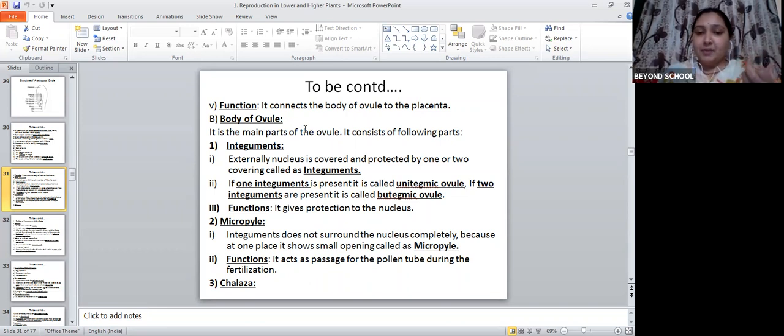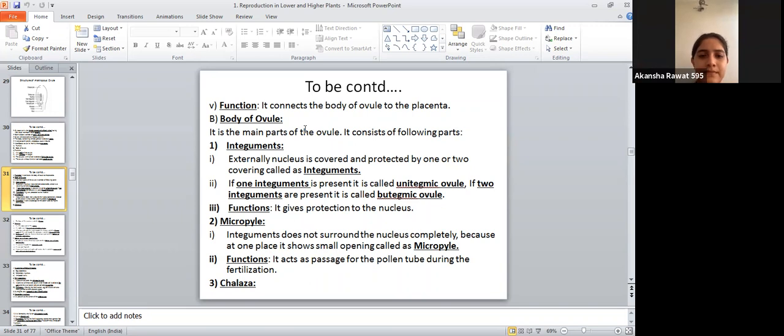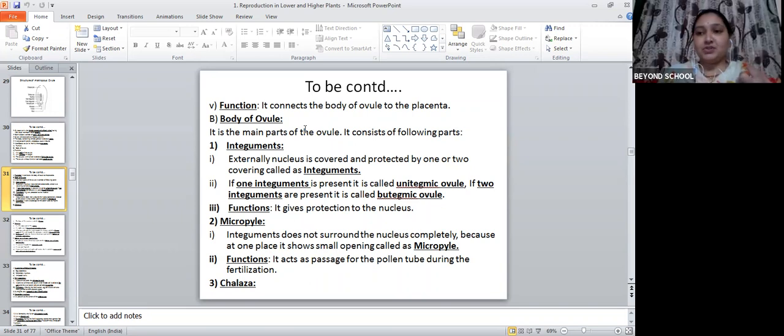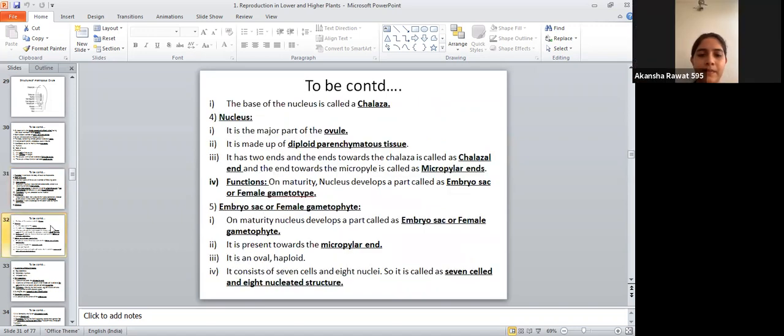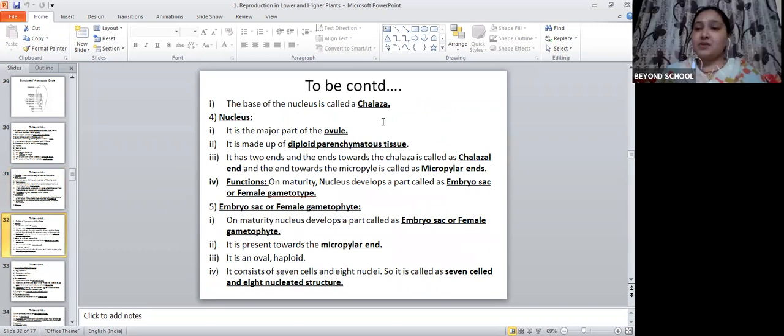Micropyle is surrounded by an integument, completely surrounded, and it is a small opening. What is the function of micropyle? Micropyle acts as a passage for the pollen tube during fertilization, right? Then we studied chalaza. Chalaza is the base of the nucellus.